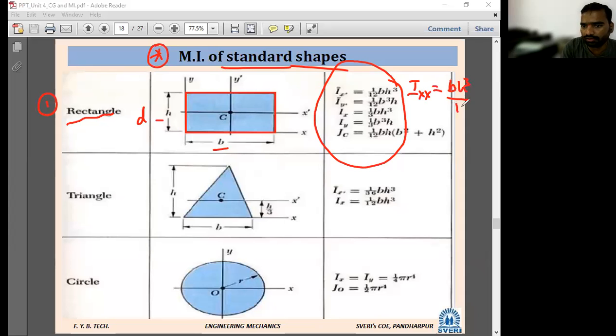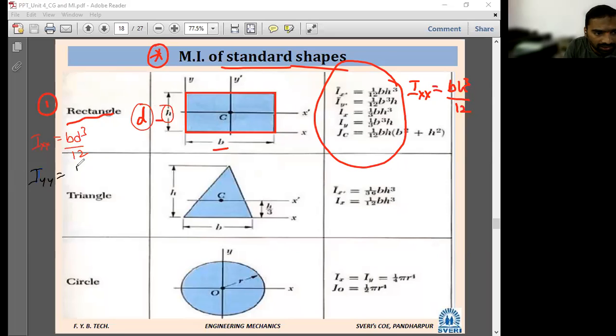You can write BH cube by 12 or also BD cube by 12. Here he has taken H, that's why I have used H. If you take D, then Ixx is equal to, can you tell me? BD cube by 12. So B is along the X direction, D is along the Y direction. I have written Ixx. Now I will take along YY. So what is along Y? Which dimension is there?